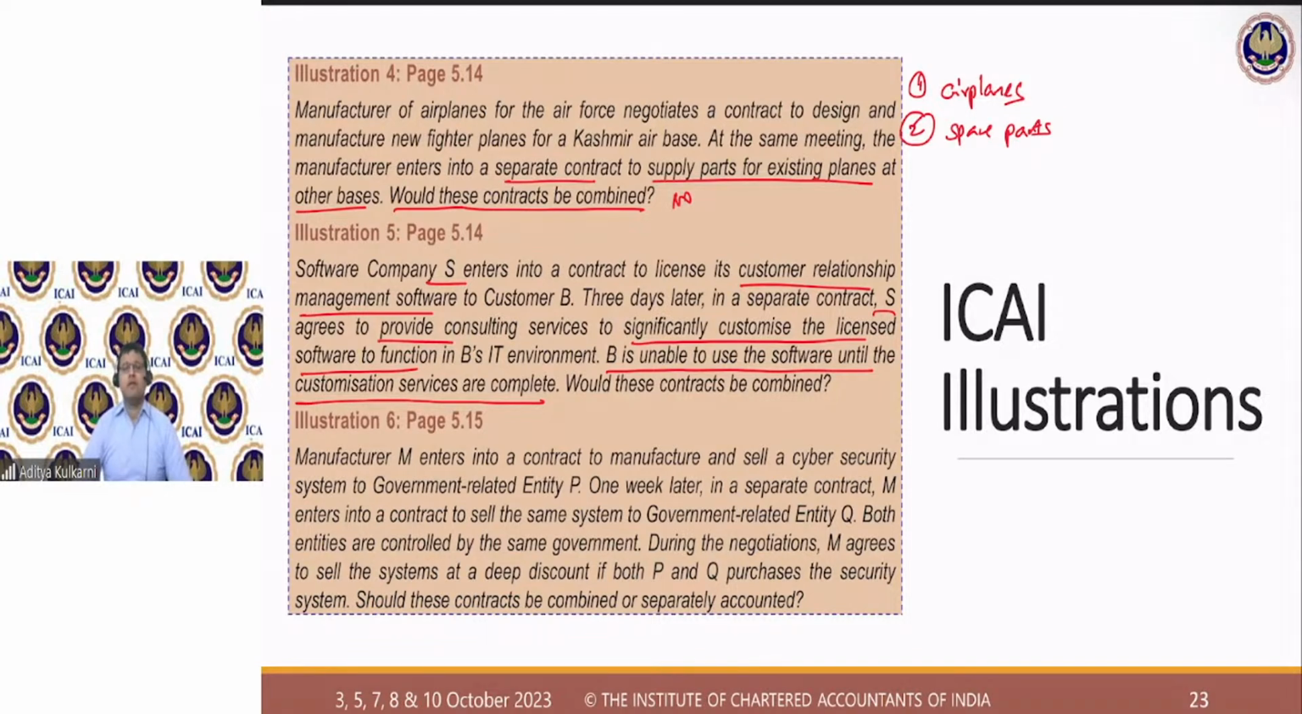What do you think? I have given the software to an entity, and after some days, I go and do the customization. Without the customization, the software cannot be used. So now the question is, should I combine or should I not combine?